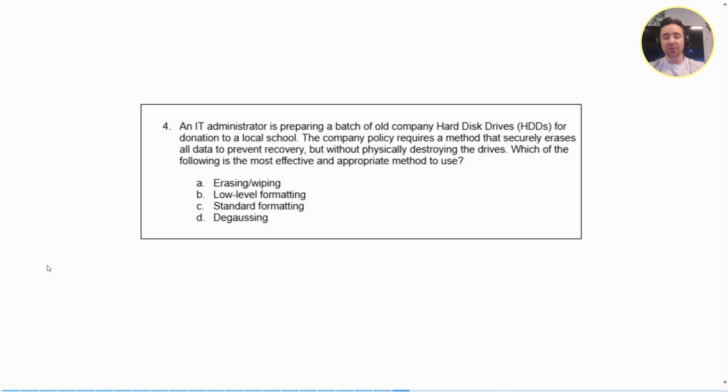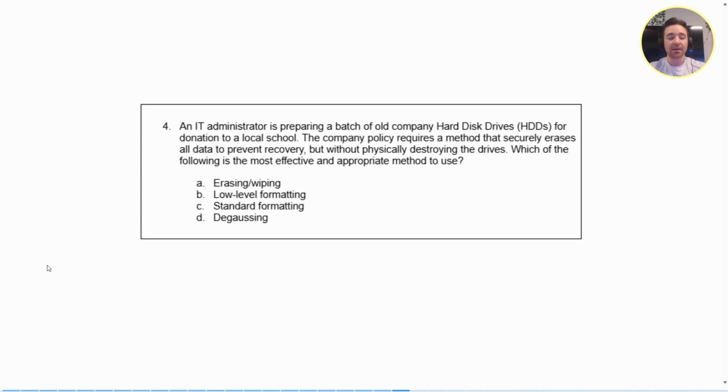Now, the next question says, an IT administrator is preparing a batch of old company HDDs for donation to a local school. The company policy requires a method that securely erases all data to prevent recovery, but without physically destroying the drives. Which of the following is the most effective and appropriate method to use? A, erasing/wiping. B, low-level formatting. C, standard formatting. Or D, degaussing.